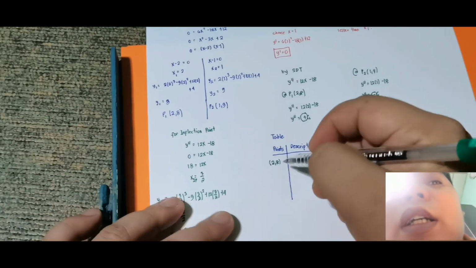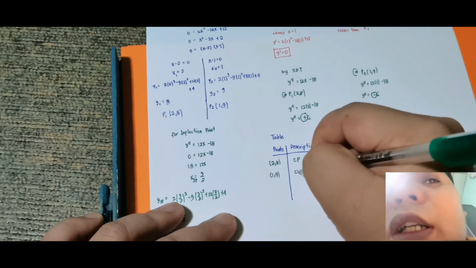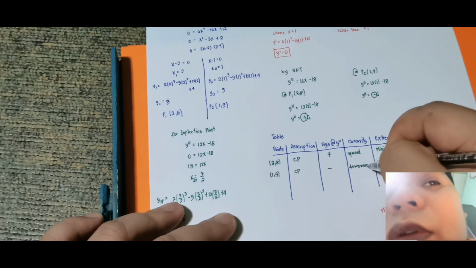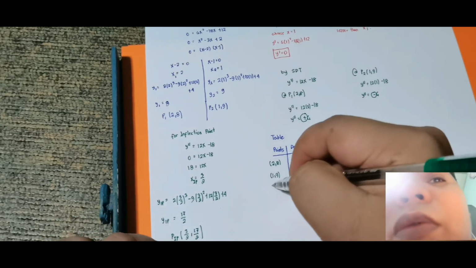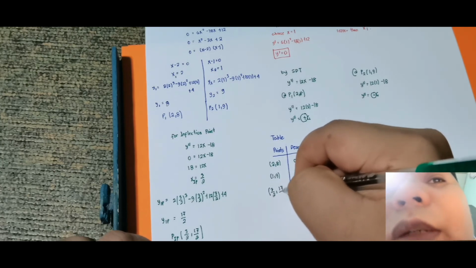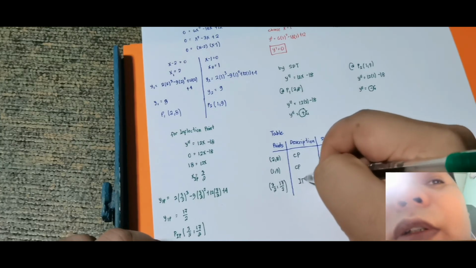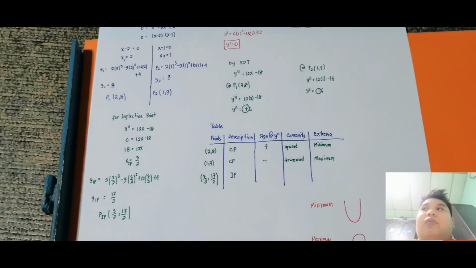Okay, then next is 1,9. So this is also a CP or a critical point. So this is negative. So obviously this is downward. Okay, then this is maximum. Okay, then last is the inflection point, which is 3/2, 17/2, and this is IP. So aware naman tayo na wala siyang changes. So ayun lang. So hoping na nagets mo to.